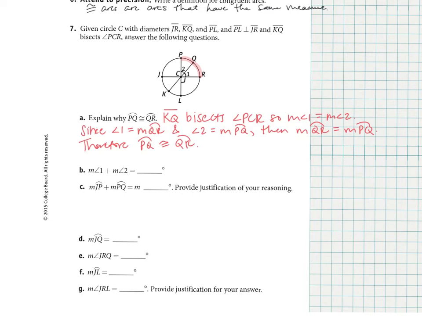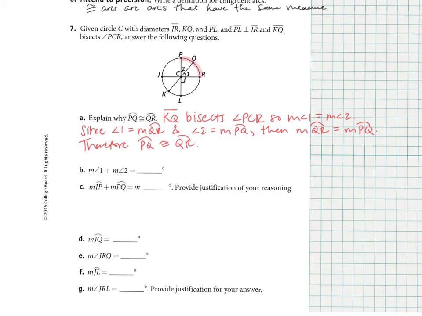So we can see that KQ bisects angle PCR, so we know the measure of angle 1 equals the measure of angle 2. And since we know angle 1 equals the measure of arc QR, and we know angle 2 equals the measure of arc PQ, that means the measure of arc QR equals the measure of arc PQ. So therefore, PQ is congruent to QR. And again, they are both arcs. Awesome. Let's go ahead and keep moving on.